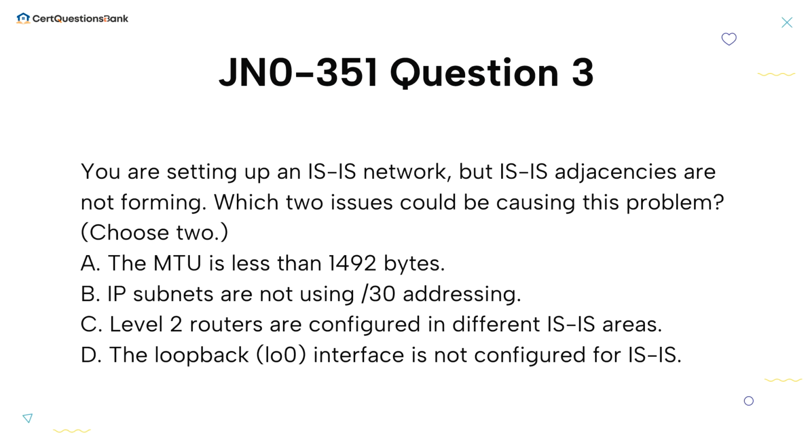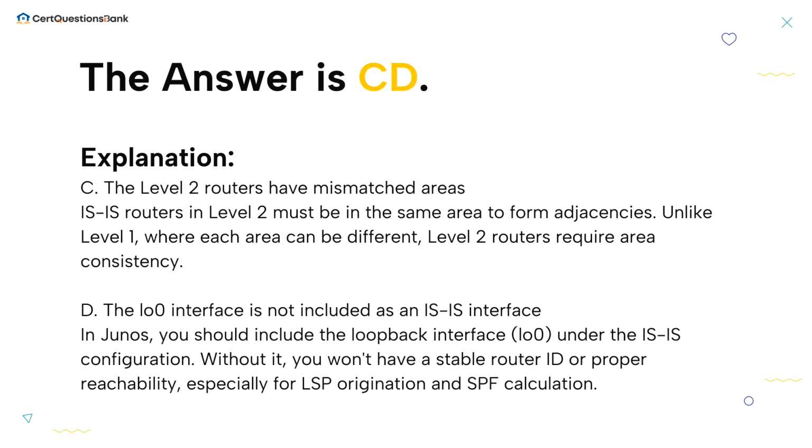You are setting up an ISIS network, but ISIS adjacencies are not forming. Which two issues could be causing this problem? Choose two. A. The MTU is less than 1,492 bytes. B. IP subnets are not using /30 addressing. C. Level 2 routers are configured in different ISIS areas. D. The loopback, lo0, interface is not configured for ISIS. The answer is CD.